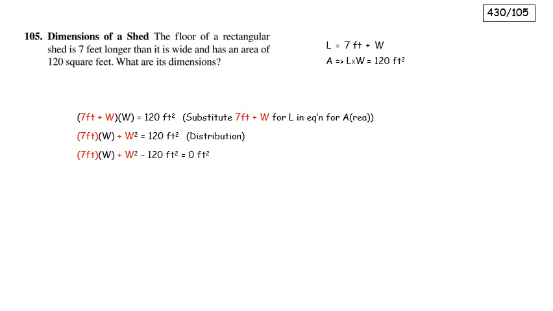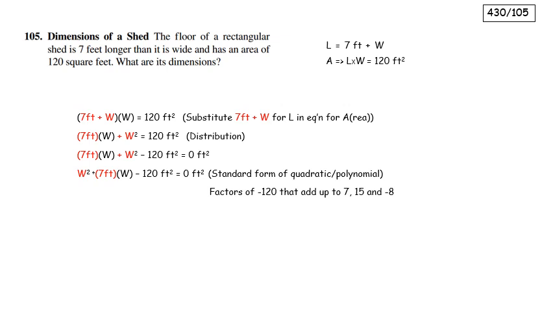Then we will move the 120 from the right-hand side to the left-hand side by subtracting it, so that we'll get 0 feet squared in the right-hand side of the equal sign. Rearranging the terms, we have W squared plus 7W minus 120 is equal to 0. The standard form of the quadratic equation.